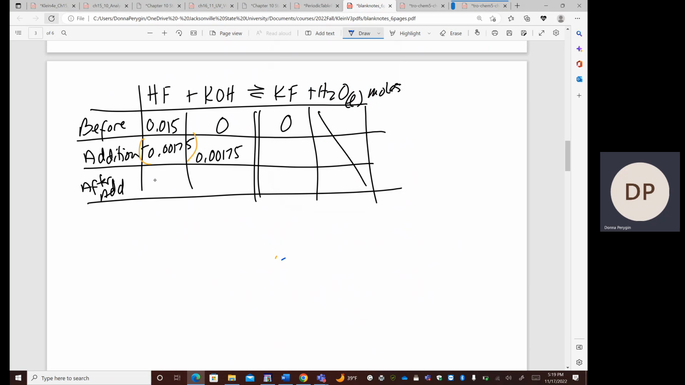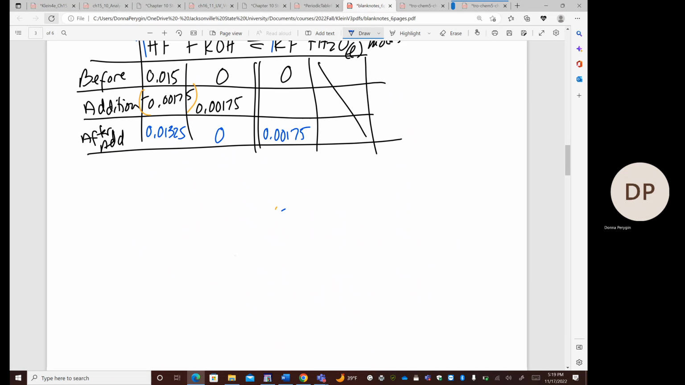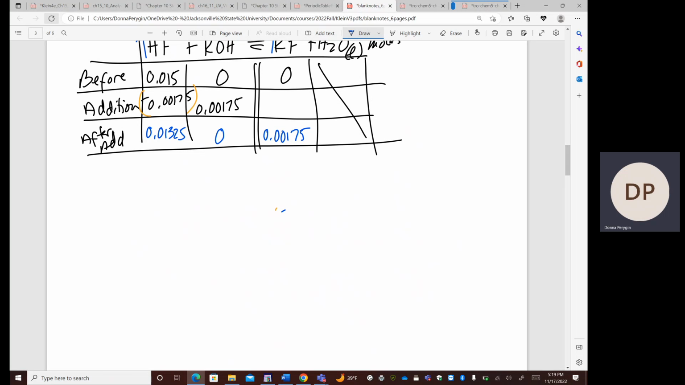Okay, so we're going to end up with 0.01325 moles of HF, none of the KOH, but for every mole of HF that reacts with KOH, we get 1 mole of KF. So we end up with 0.00175 moles of KF. Now, we can go ahead and set up a Henderson-Hasselbalch equation. Remember, the Henderson-Hasselbalch is pH is equal to the pKa plus the log of the concentration of A minus over HA.